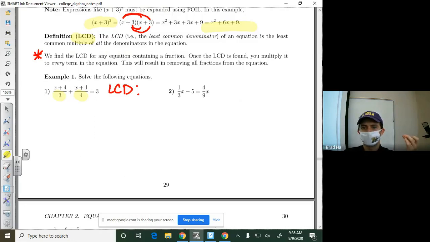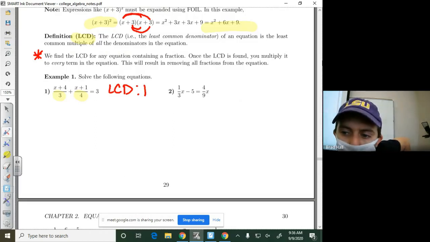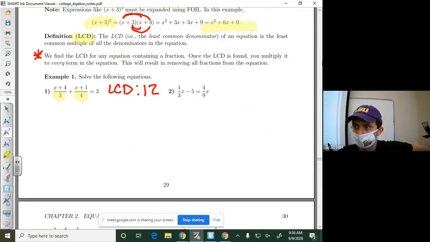When I say go into, I'm going to use that terminology fairly often. So it ends up being 12. The reason why is that 12 divided by each denominator gives us a whole number. That's how you know that something goes into another number. So 12 divided by 3 is 4, a nice whole number. That means that 3 goes into 12. 12 divided by 4 is 3, which is a nice whole number, which means 4 goes into 12.